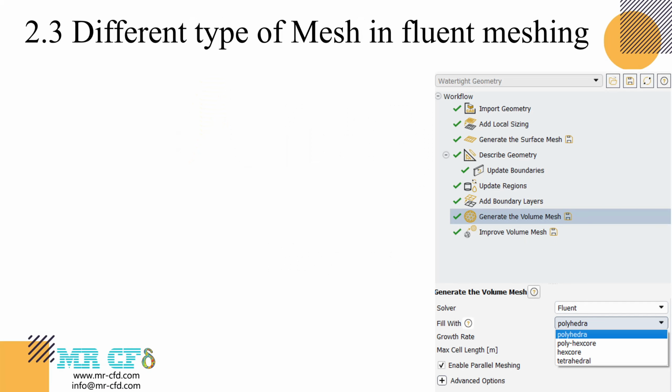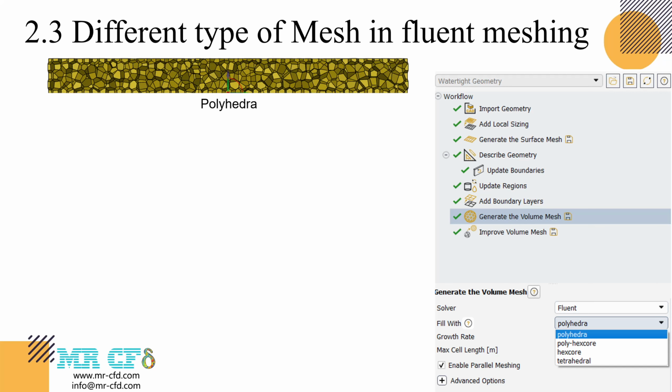Different types of mesh in Fluent Meshing. In this section, we'll explore the 4 primary mesh types available in ANSYS Fluent's meshing workflow. Each mesh type has distinct characteristics that make it suitable for different simulation requirements. On the right side, you can see the Fluent Meshing workflow panel, where you can select these different mesh types when generating your volume mesh. The choice depends on your specific simulation requirements, geometry complexity, and computational resources.